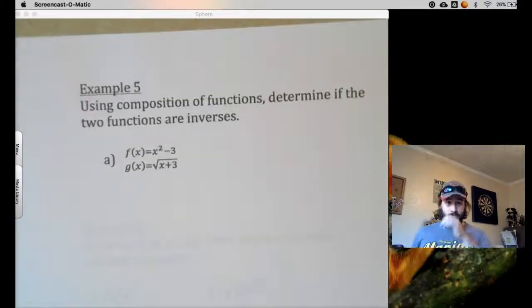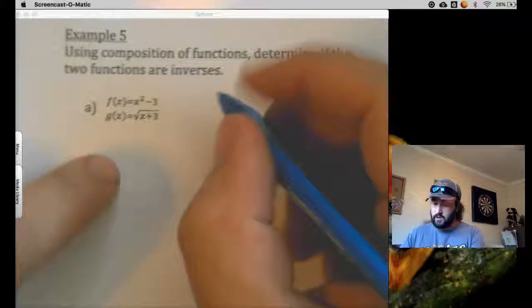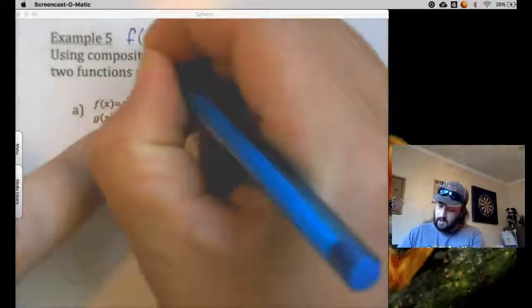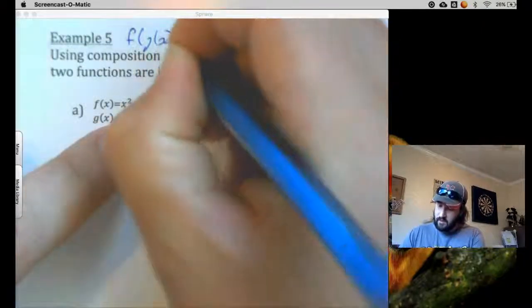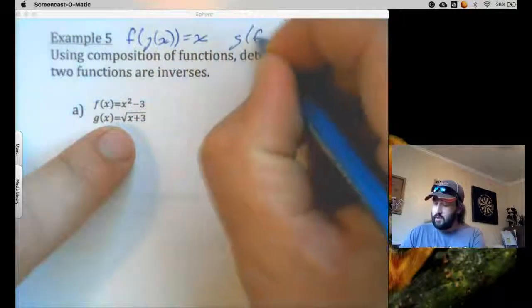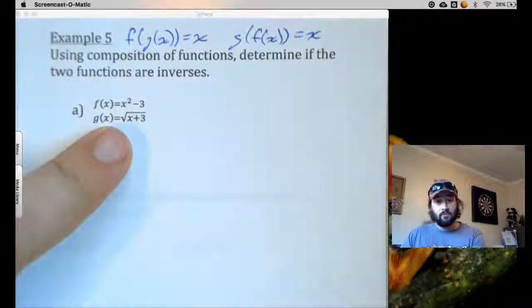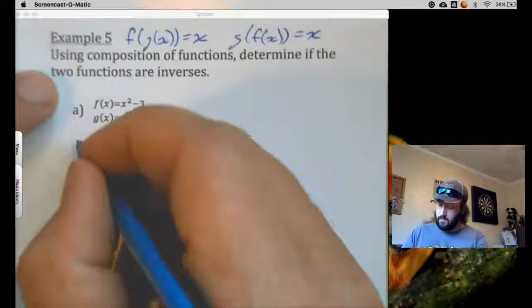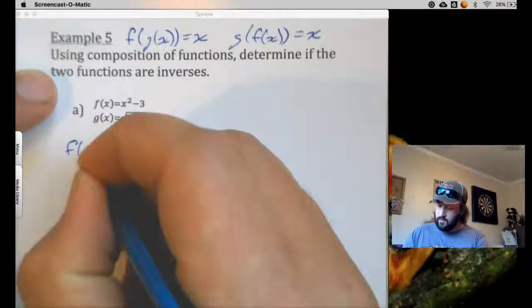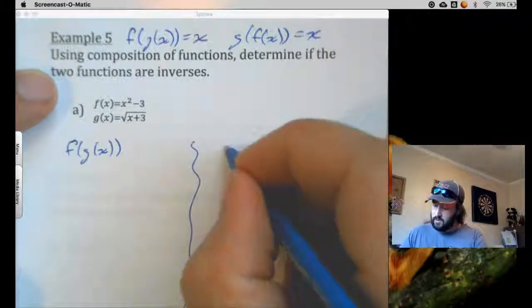All right. Using composition of functions, determine if the two functions are inverses. Remember, with composition of functions, that is f of g of x, and we want to show that it equals x. We also want to show that g of f of x equals x as well. So we're going to have to show both ways here. I'll just write out the 2 forms and draw a line in between so you can differentiate.